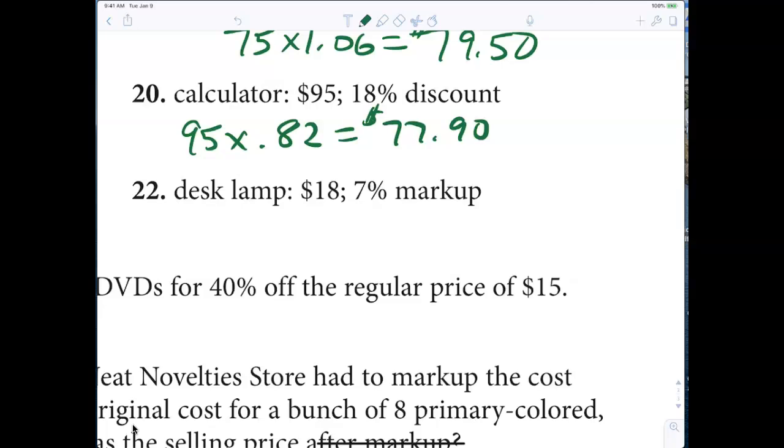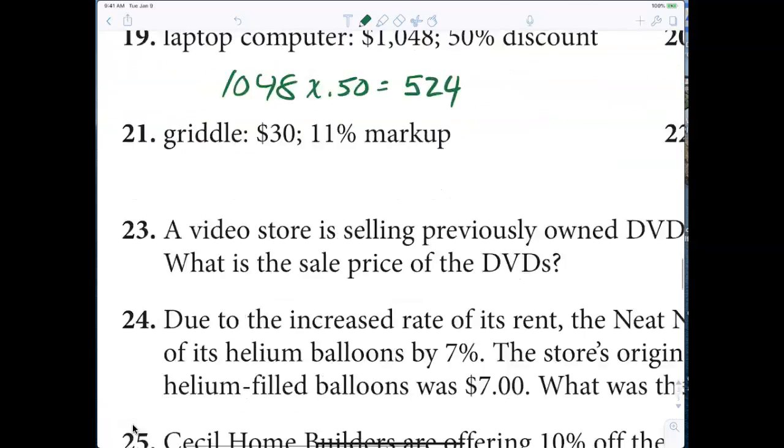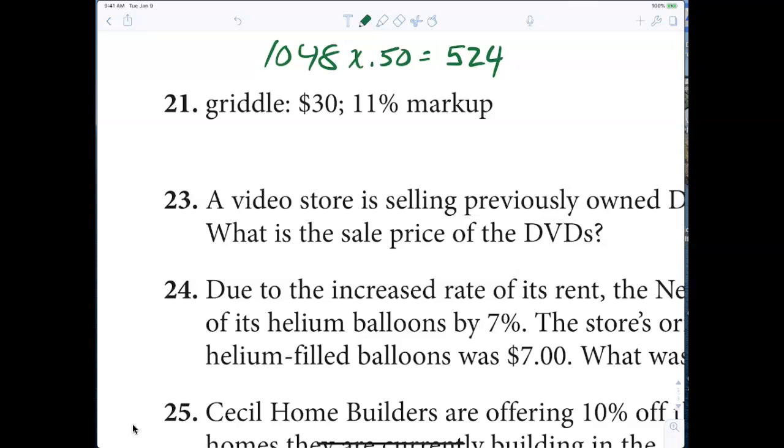All right, it is mind-blowing. All right, so here we go. I want 21. Go ahead, Greg. Thank you. Tell me what I have to do here. Mark up: 30 times 1.11. Which is?